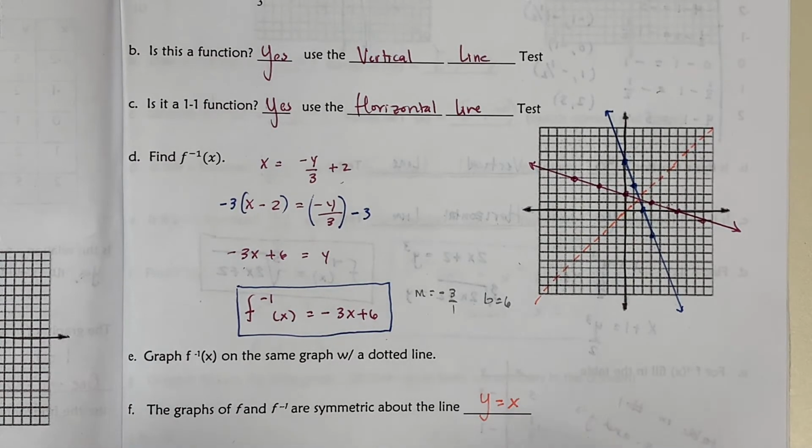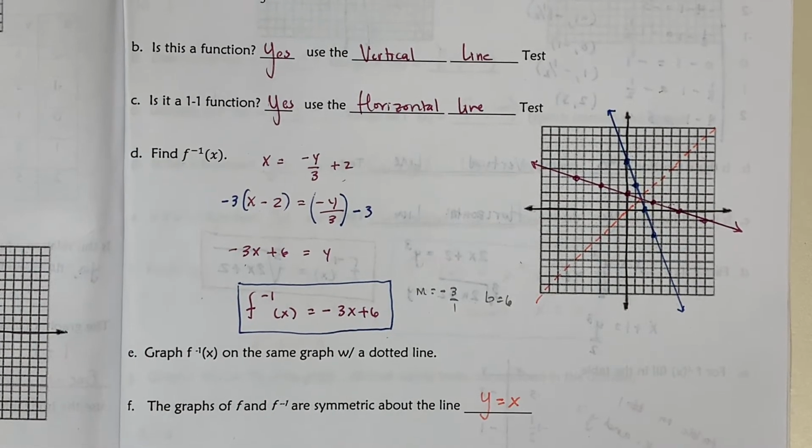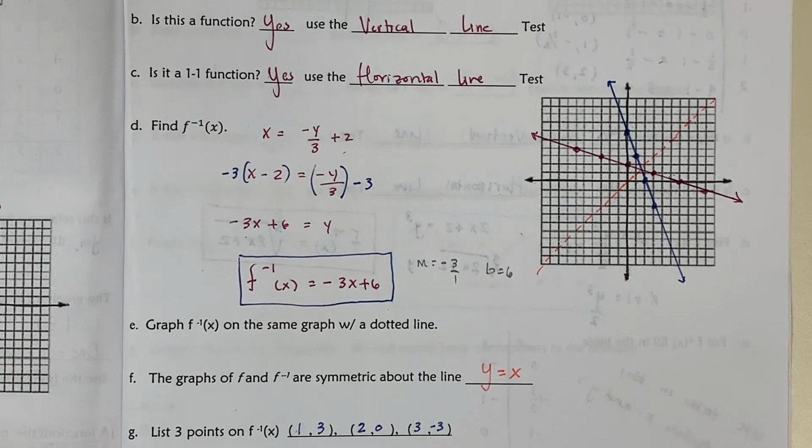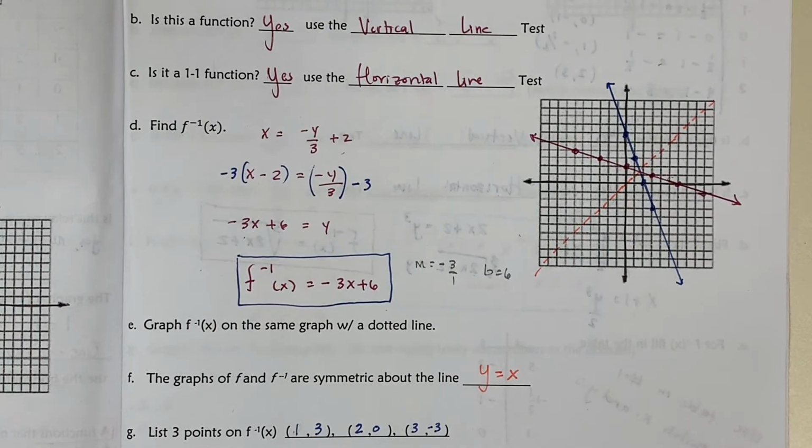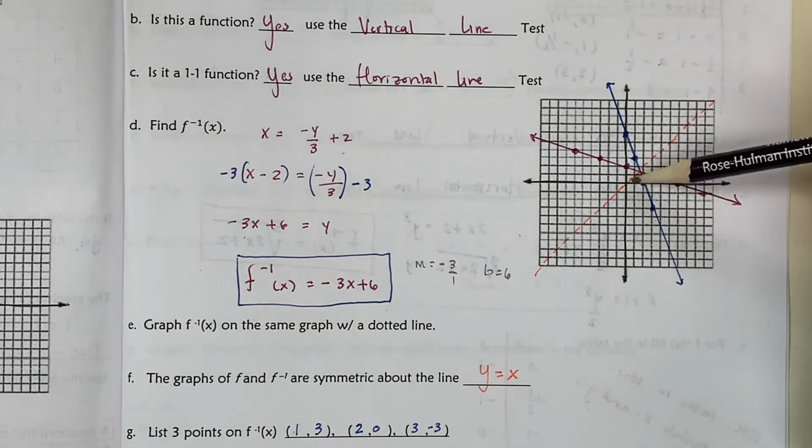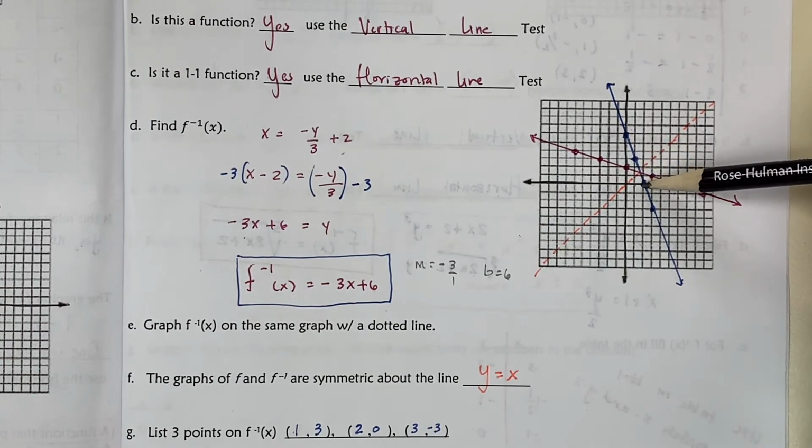Now, this is what the graphical representation looks like. Let's double check the numeric representation by comparing ordered pairs. So if I list 3 points on the inverse function, okay, the inverse was the line that I graphed in blue. I have a point at 1, 3. I have a point at 2, 0. And I have a point at 3, negative 3.